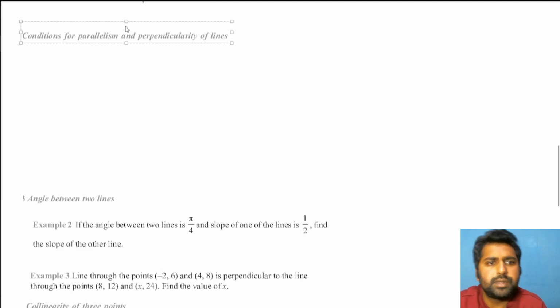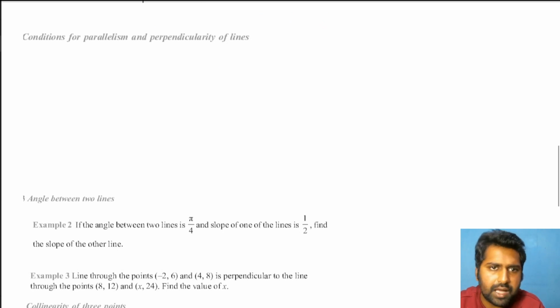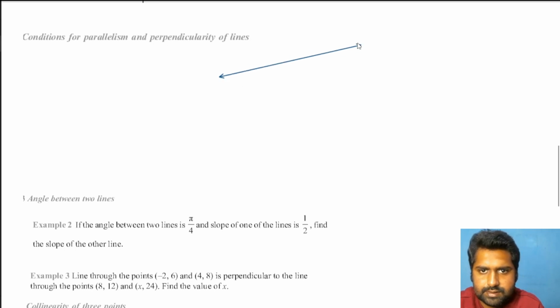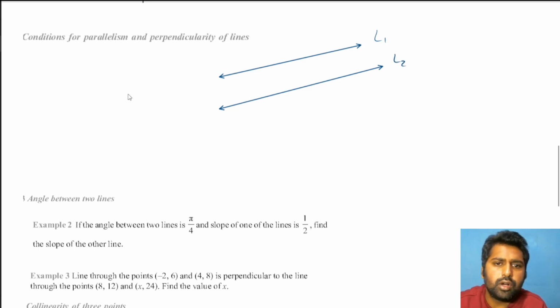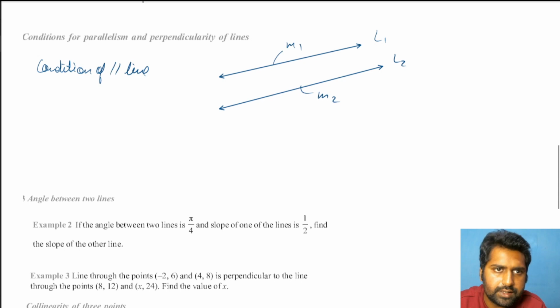Now, next topic is condition for parallel and perpendicular lines. Okay, two lines can of course be parallel. Suppose like this. This is L1. There are two lines, L1, L2. And we have to talk about parallel lines. What is the condition of parallel lines? So this line will have some slope m1, this line will have some slope m2. The condition for parallel lines is m1 is equal to m2. Okay.